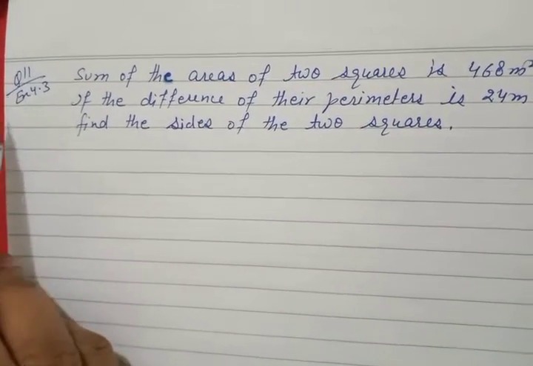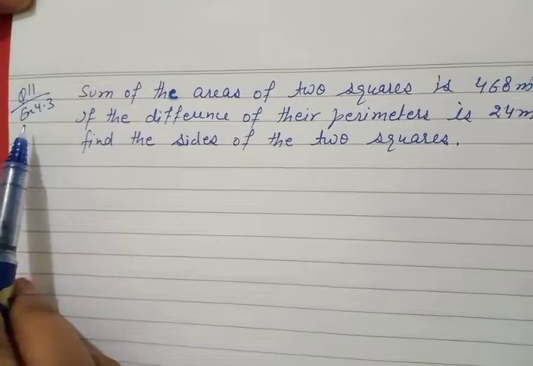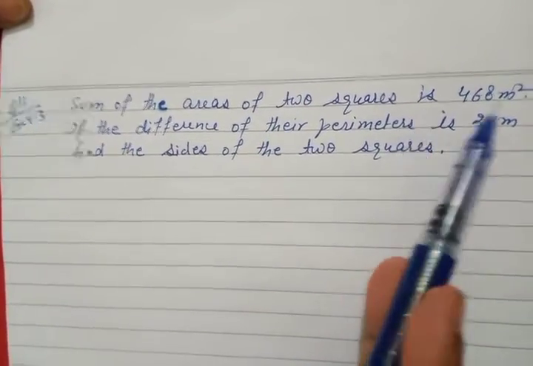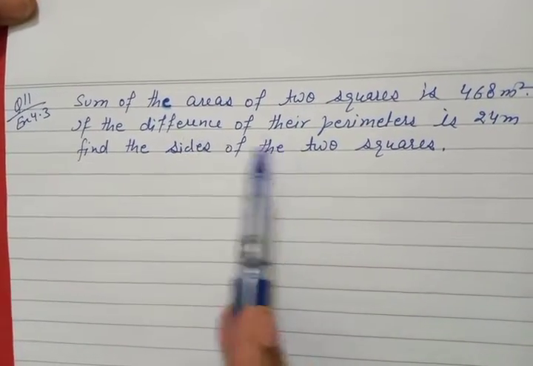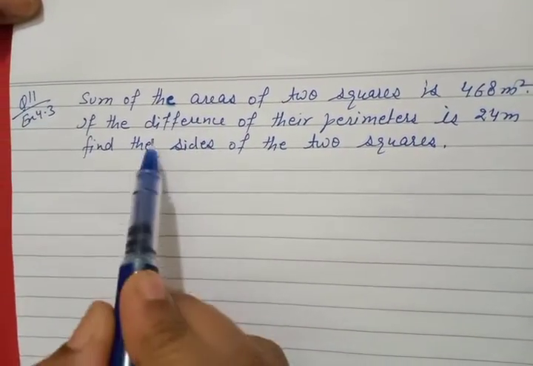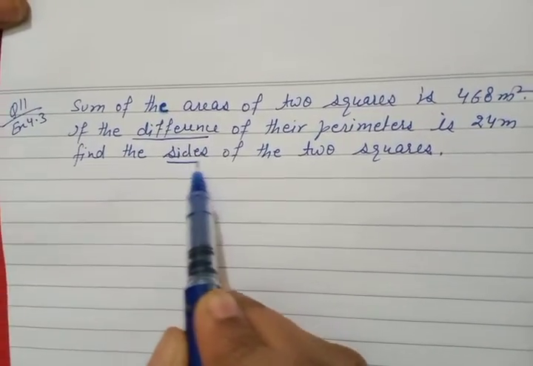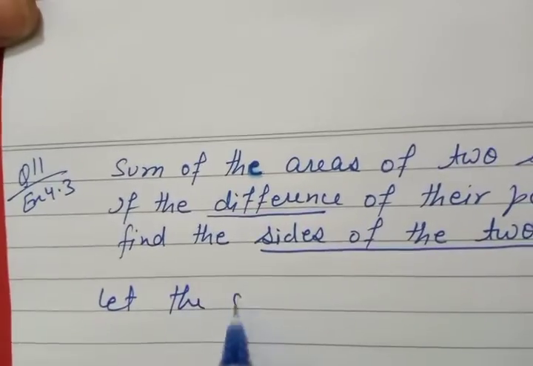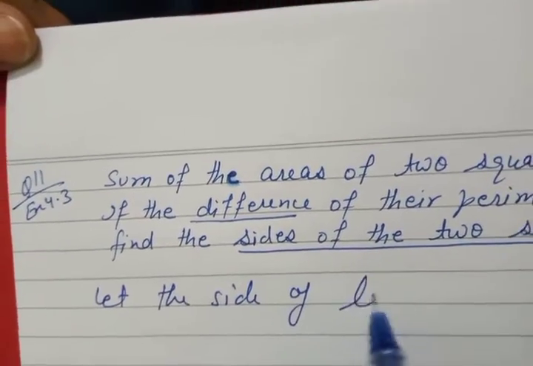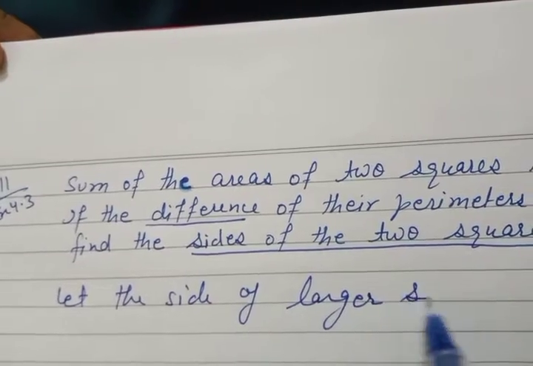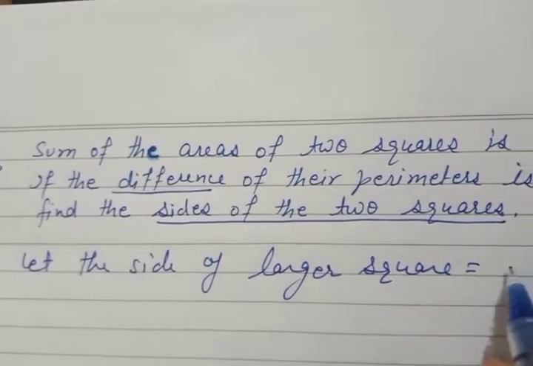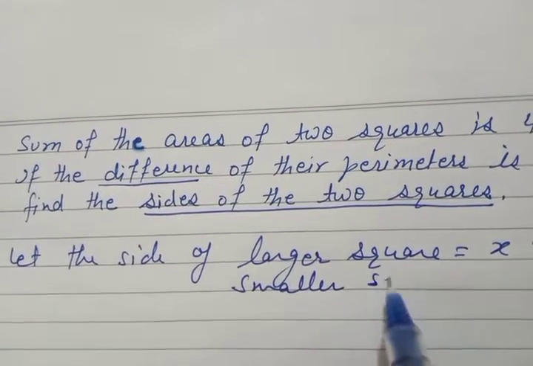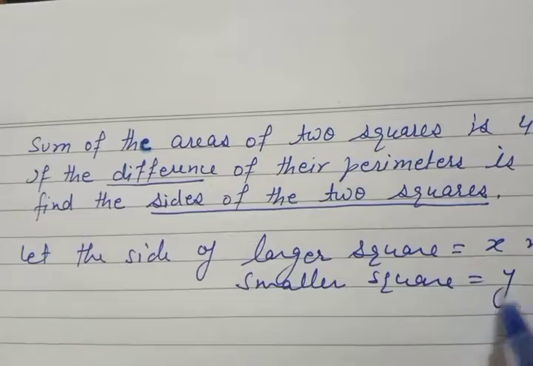Now the next question is question number 11 of exercise 4.3. This is also a very important question. The question is, the sum of the areas of two squares is this, and the difference, again the word difference is there. So what we need to suppose, and we have to find the sides of the two squares. So the supposition is, let the side of the larger square be x meters and the smaller square be y meters.